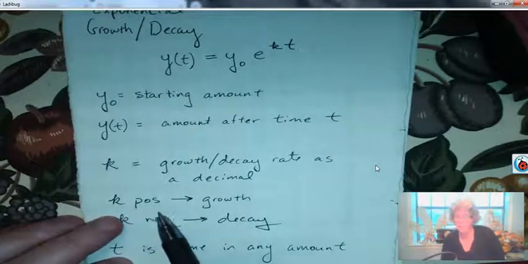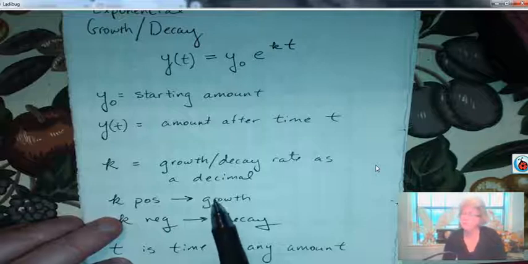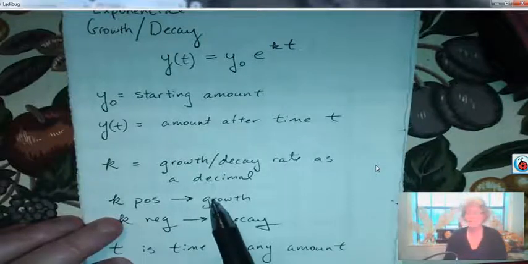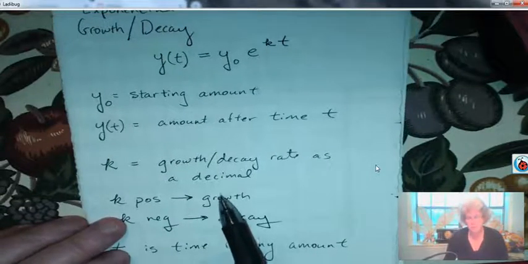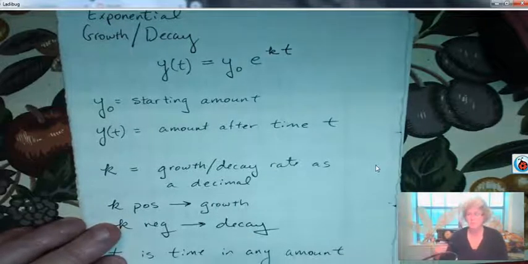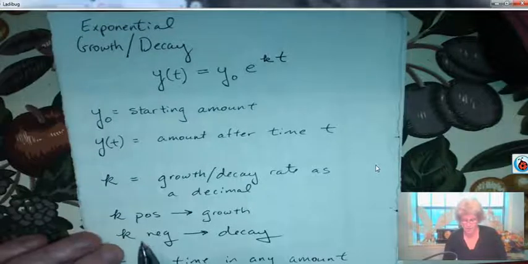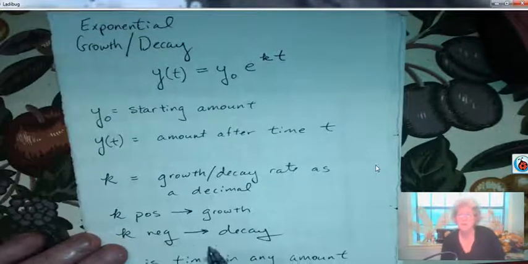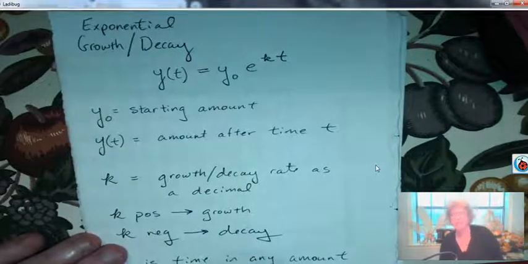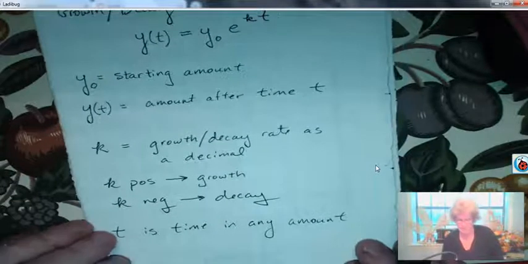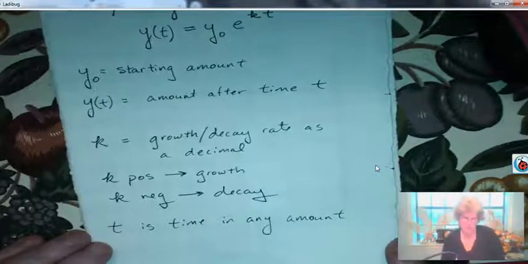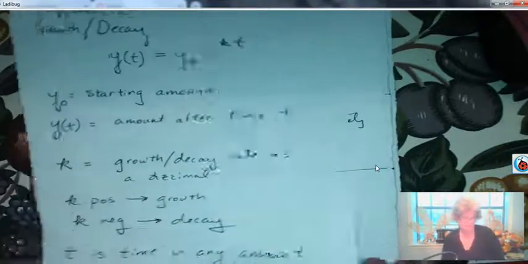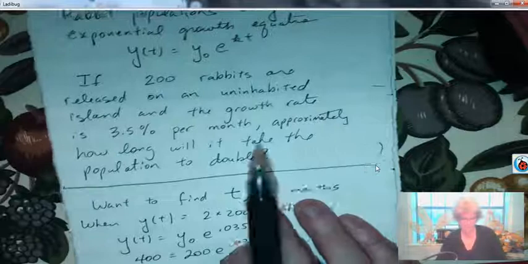K will be positive if we're referring to growth. So we never had to worry with interest rate problems because your money was put into an account and your money grew. K will be negative if we're talking about a decay problem, if something is decaying over time. And of course T is any amount of time. So T can be seconds, years, months, what have you.